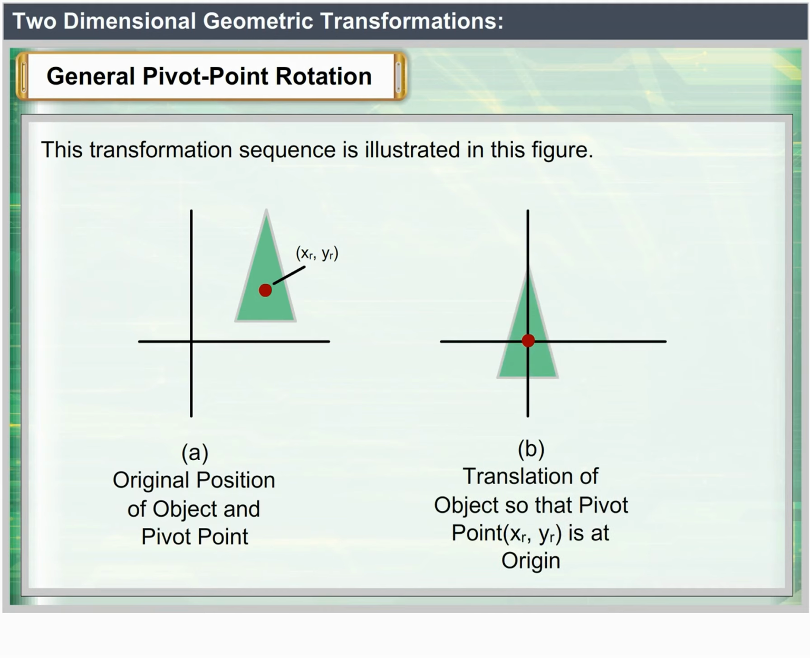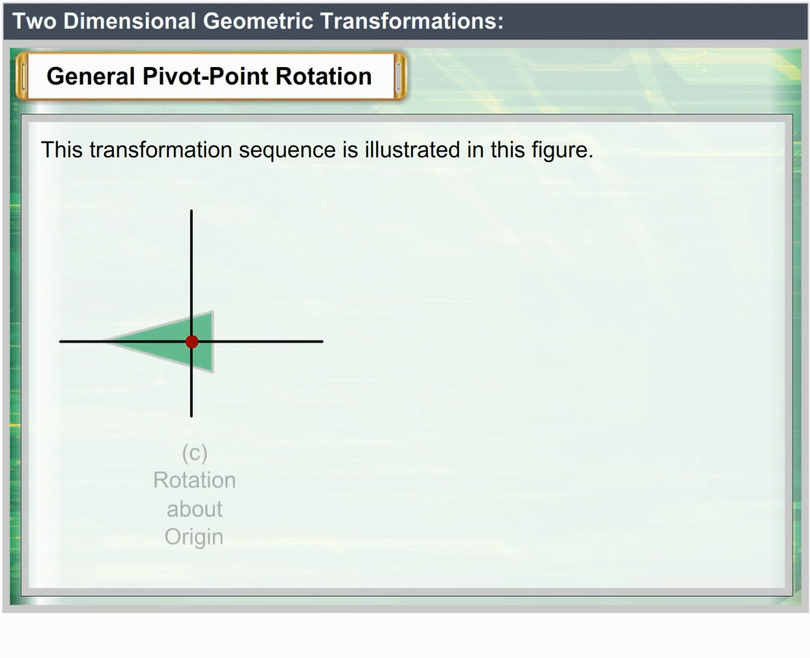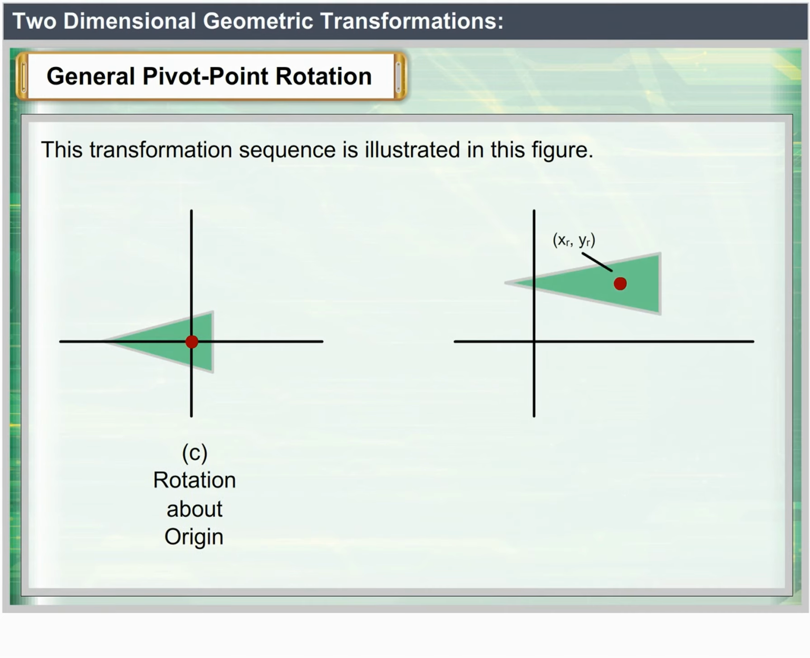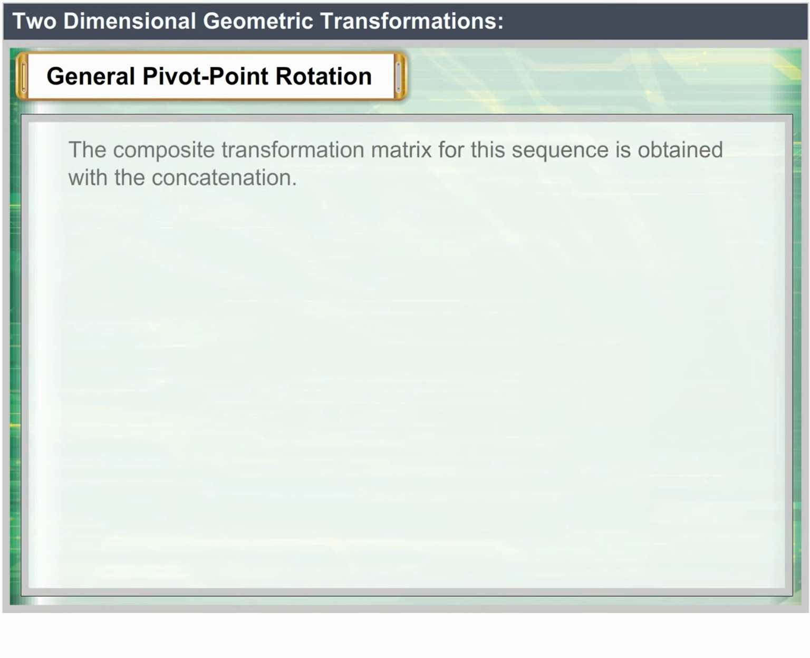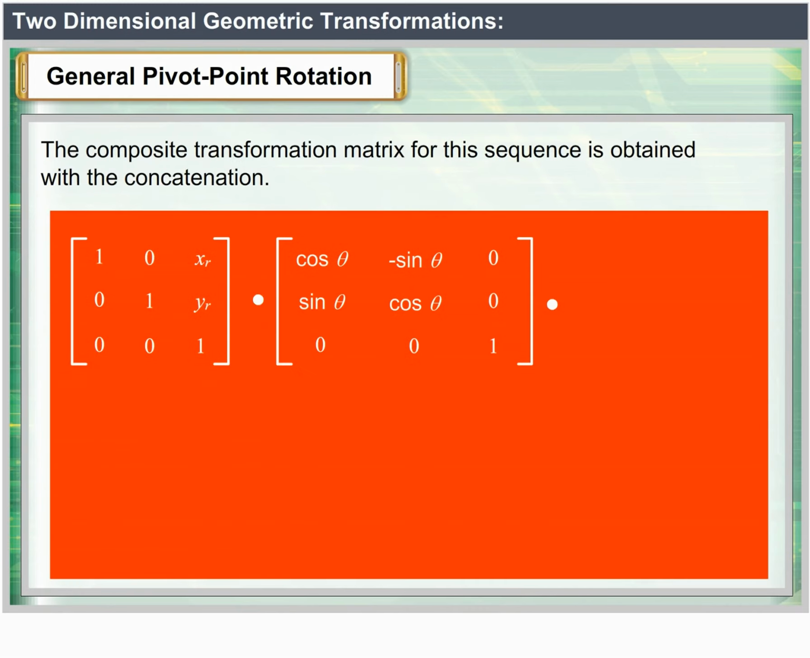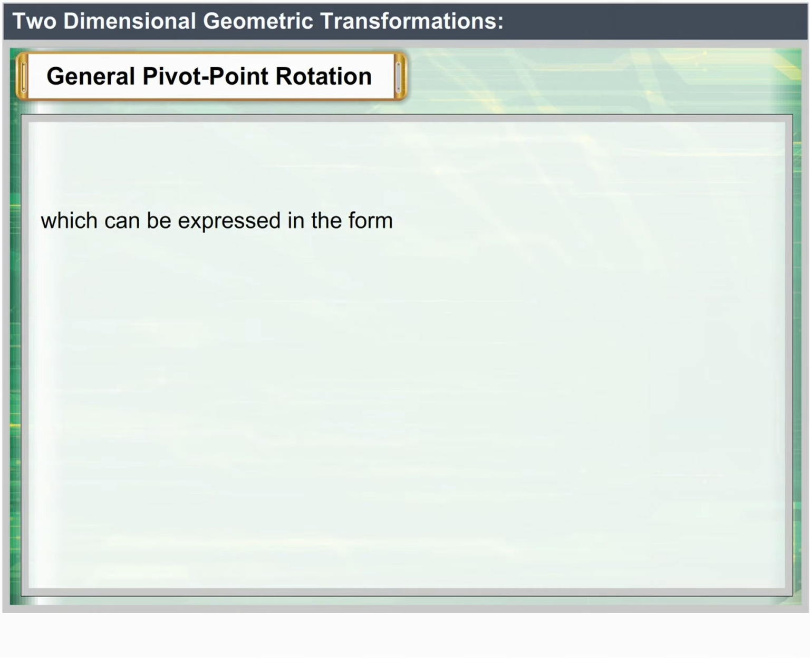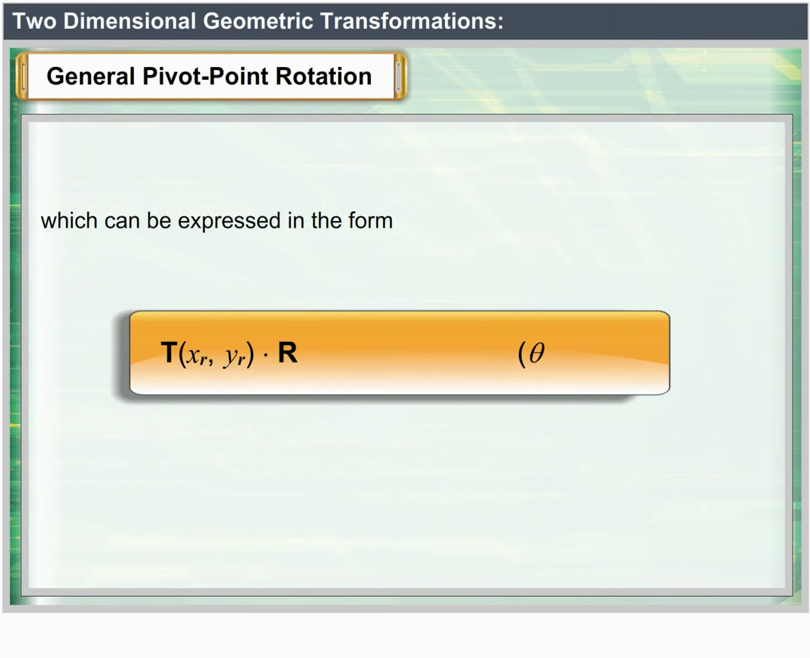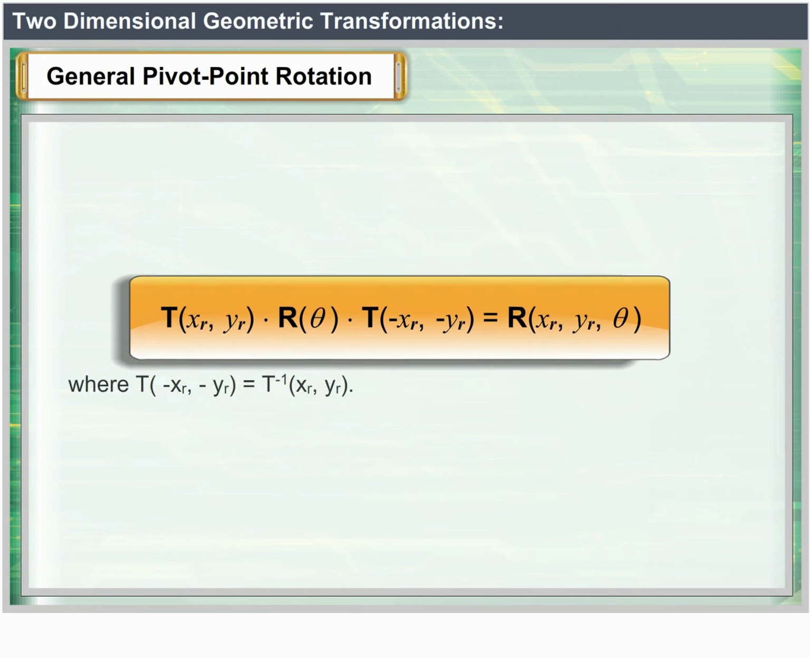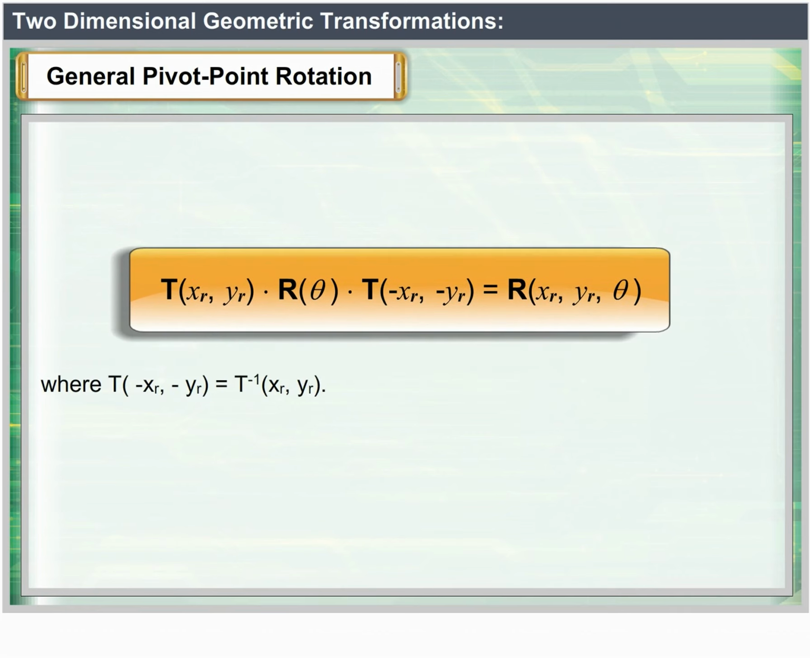The composite transformation matrix for this sequence is obtained with the concatenation as shown on screen, which can also be expressed in the form T(xr, yr) times R(theta) times T(minus xr, minus yr) equals R(xr, yr, theta), where T(minus xr, minus yr) equals T inverse of (xr, yr). In general, a rotate function can be set up to accept parameters for pivot point coordinates as well as the rotation angle and to generate automatically the rotation matrix.